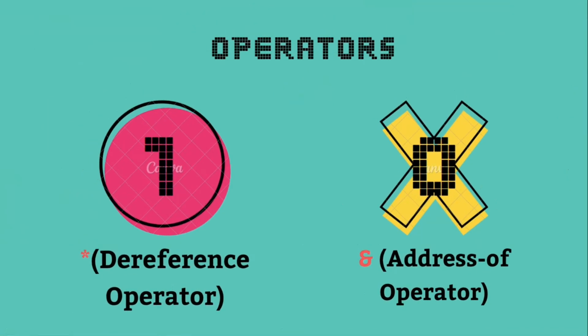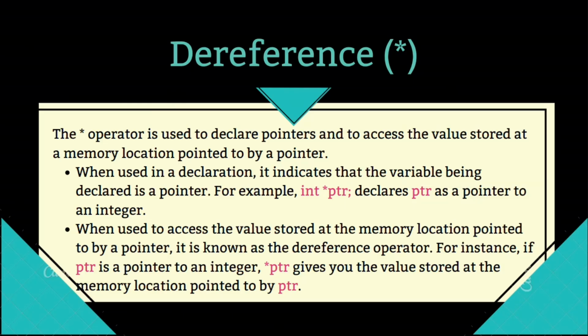Pointers have two main operators associated to them: asterisk and ampersand, or dereference operator and address of operator. The dereference operator is used to declare pointers and to access the value stored at a memory location pointed to by a pointer. When used in a declaration, it indicates that the variable being declared is a pointer. For example, int *ptr; declares ptr as a pointer to an integer.